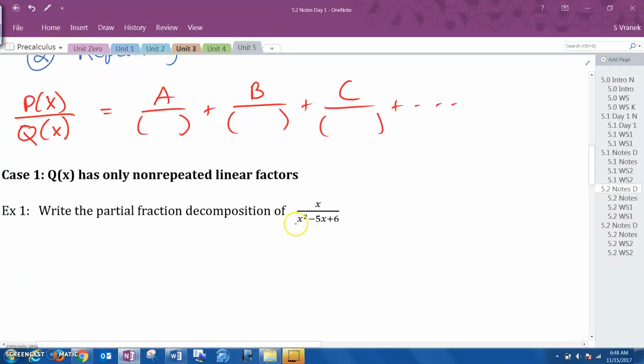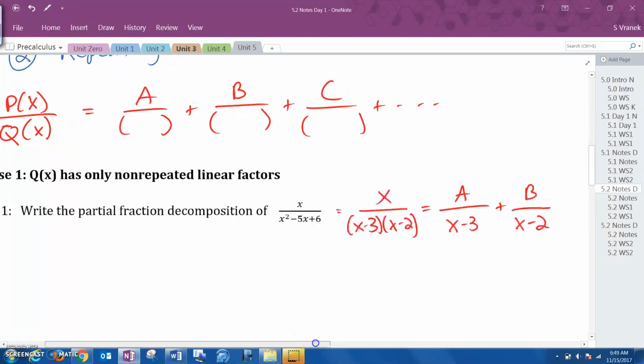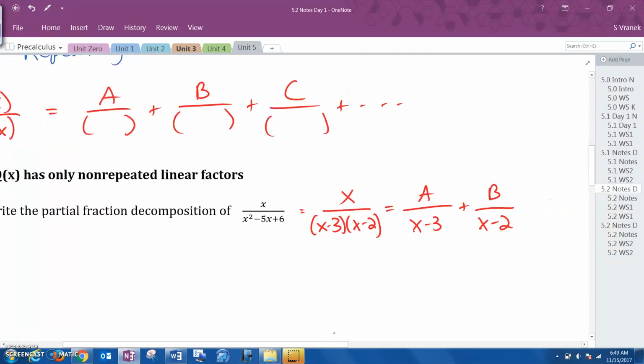It says write the partial fraction decomposition of x over x squared minus 5x plus 6. First thing you need to do, if it's not factored for you, is factor it. And hopefully you realize that that is x minus 3 and x minus 2. Now because both of those are linear factors and they're non-repeating, we can rewrite this as A over x minus 3 plus B over x minus 2. So that's the first step, setting these up. Factor and then break them down into your factors with A and B on top, and C and D if you have more.